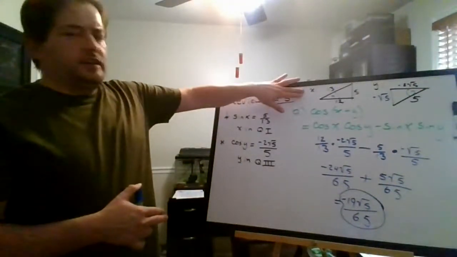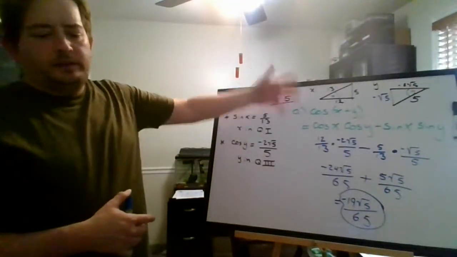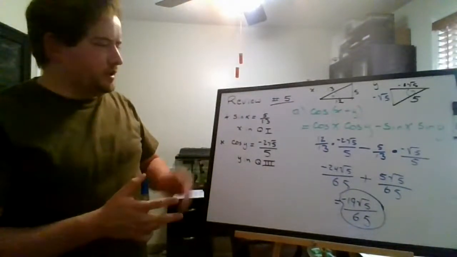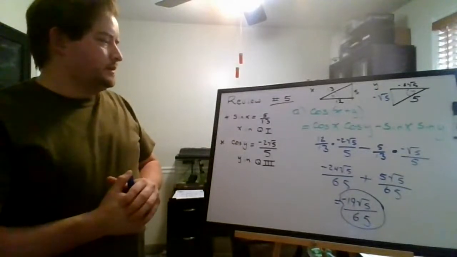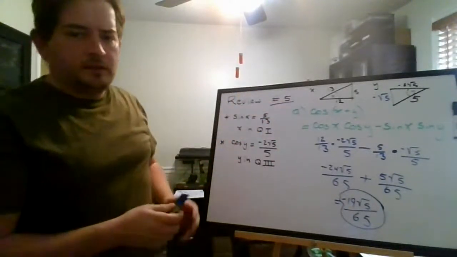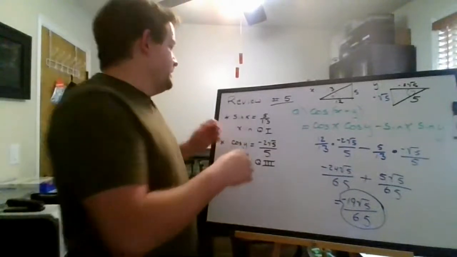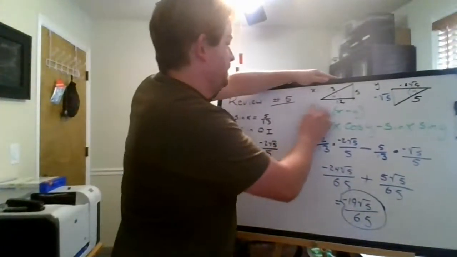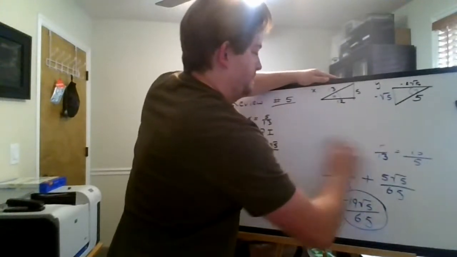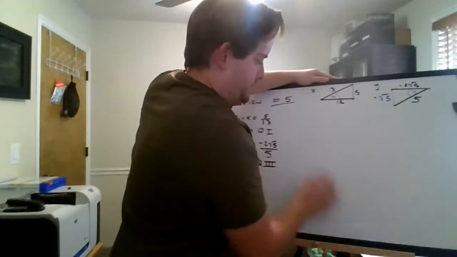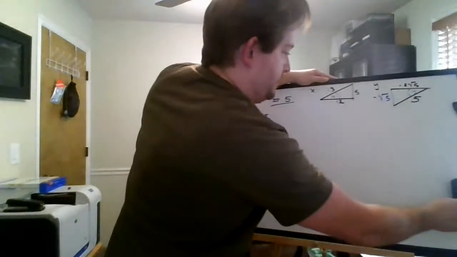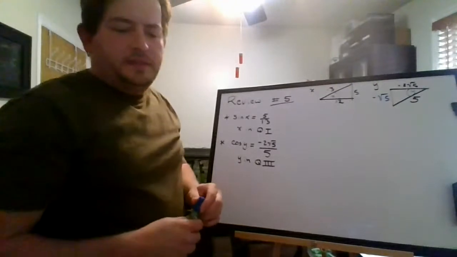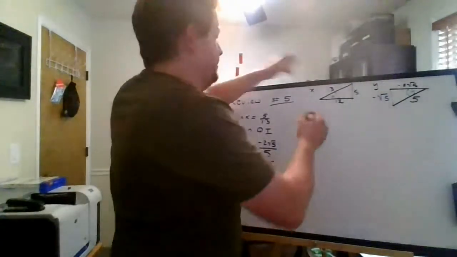I'm going to leave these triangles up here because I'm going to use them for the rest of the numbers that I do in number 5. So I'll leave those there because once I've done them, I don't need to do them again. So let's take a look at B. So B says find the sine of x minus y.